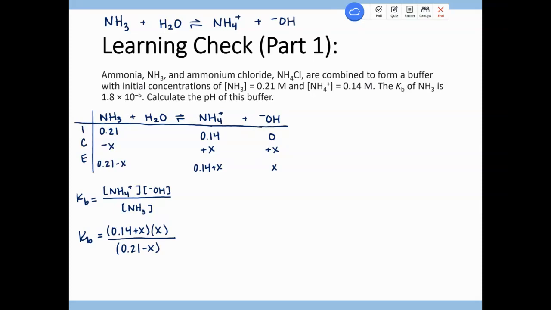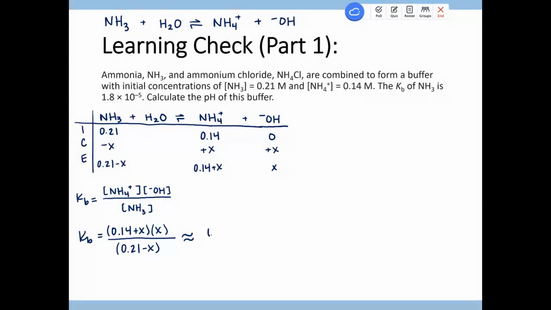Okay, so when we have a weak acid or weak base and we're calculating equilibrium concentrations, in the past, if we had initial concentration minus X or plus X in the denominator, we can assume X is going to be really small, and so we approximate this as just 0.21. We did that in the last chapter. We can do the same thing for the numerator, 0.14 plus X. If X is still really small, then this is going to be approximately 0.14. So we're going to simplify 0.14 plus X to be 0.14 and 0.21 minus X to be 0.21.